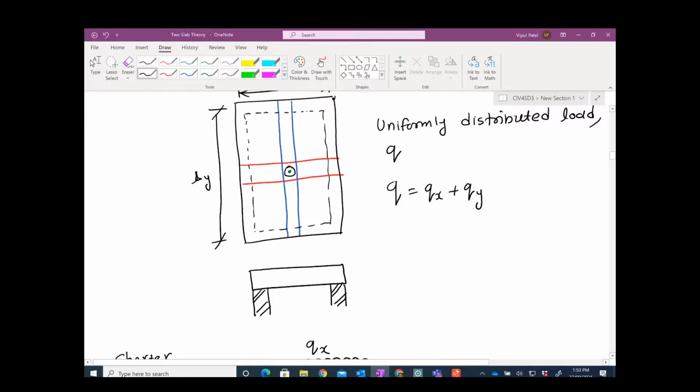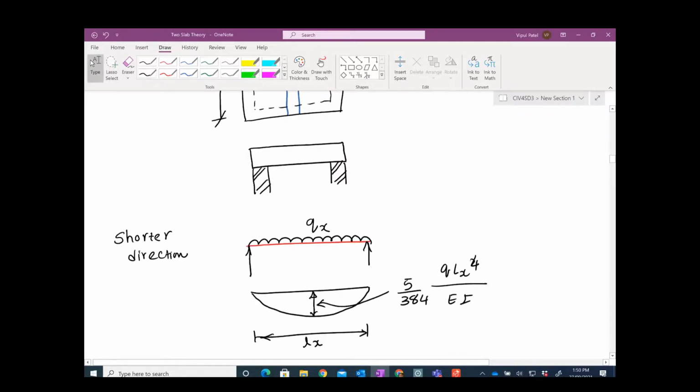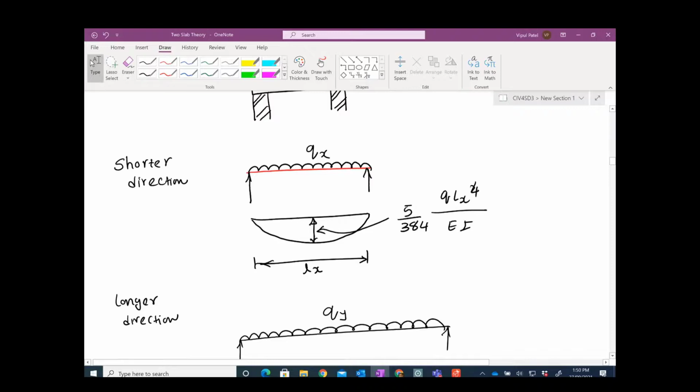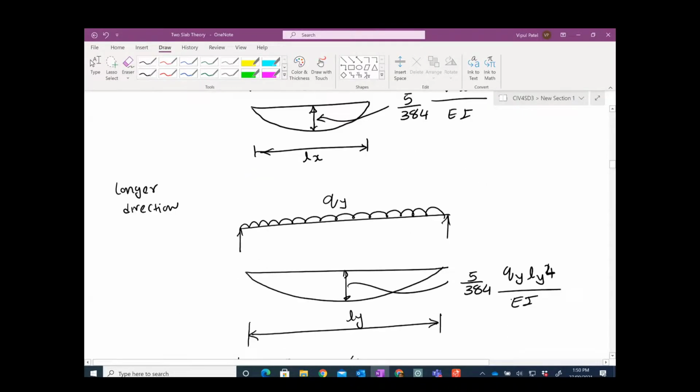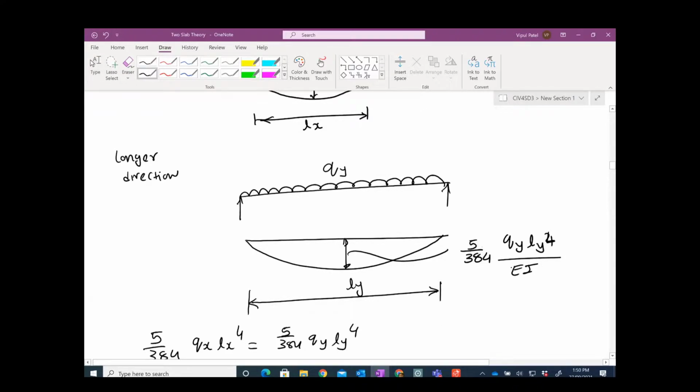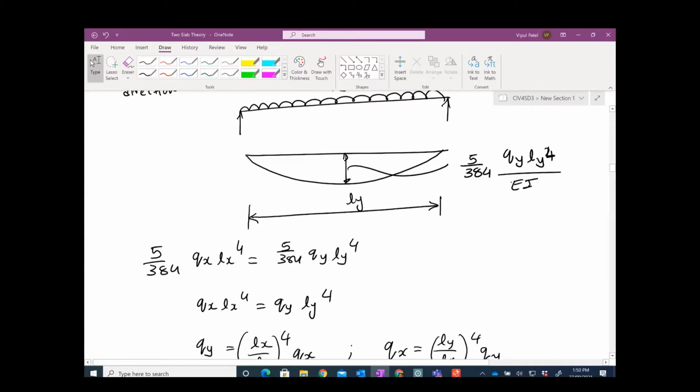Do you agree with me that if you have a loading, and you have a blue line 1 meter strip and a red line 1 meter strip, if you take the beam along the red line and the beam along the blue line, bending under the same loading, you will have the same deflections? Everyone agrees with me, right? So let's say you have a UDL on the red line, then from our SD1 class, 5 over 384, q Lx to the fourth over EI, that is the deflection. And if you have qy, again you have 5 over 384 qy Ly to the fourth over EI, that is the deflection at the midspan.